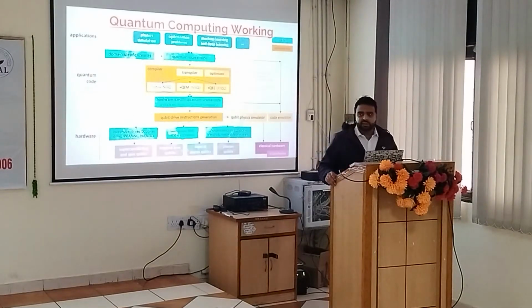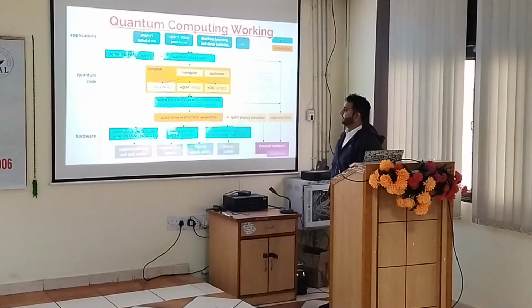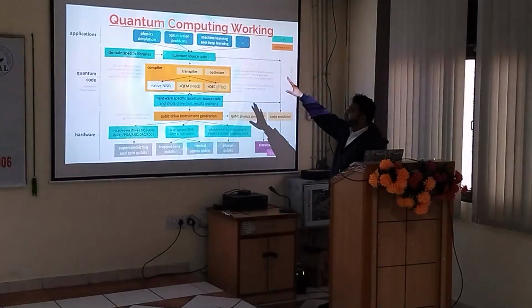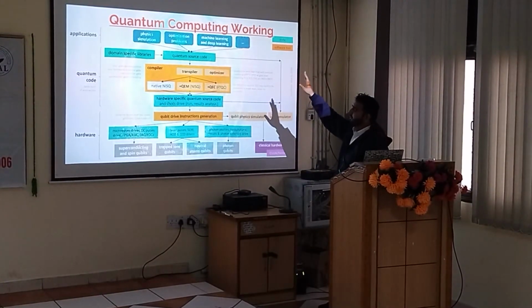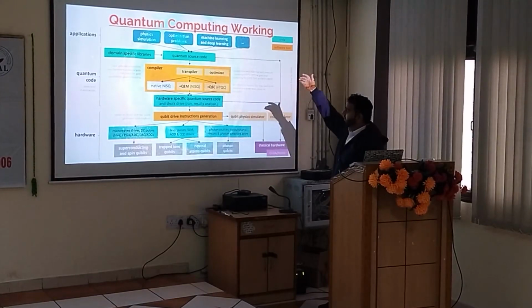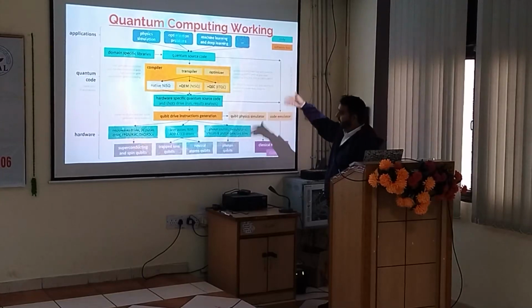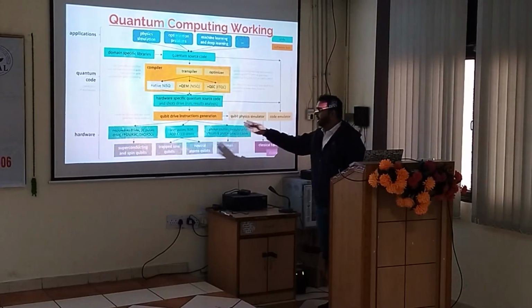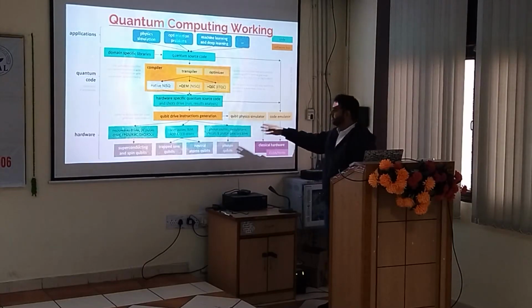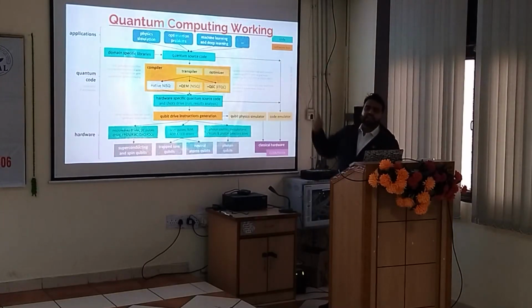So how does quantum computing work? This is just a basic layout. You see at the bottom layer we have the quantum hardware. At the middle layer we have the quantum code, where we have the compiler, which is made up of a transpiler and optimizer. And at the top we have the different applications: machine learning, optimization problems, simulations. So how the source code will be transferred to instruction generation for the quantum bits, and that can be deployed depending on what type of hardware you are using, whether superconducting, trapped ions, or neutral atoms. So this is just a 3-layered architecture of how the quantum computer works. Okay.